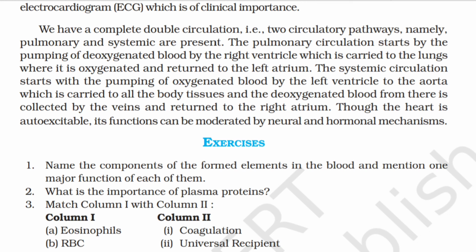The systemic circulation starts with the pumping of oxygenated blood by the left ventricle to the aorta, which is carried to all the body tissues, and the deoxygenated blood from there is collected by the veins and returned to the right atrium. Though the heart is auto-excitable, its functions can be moderated by neural and hormonal mechanisms.